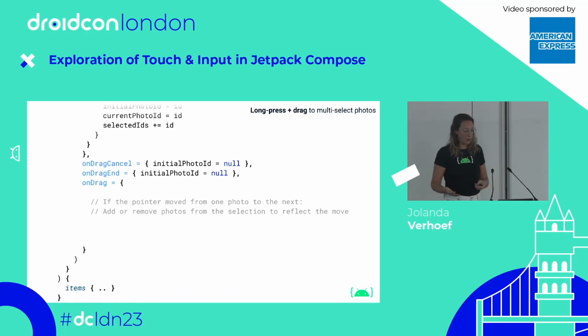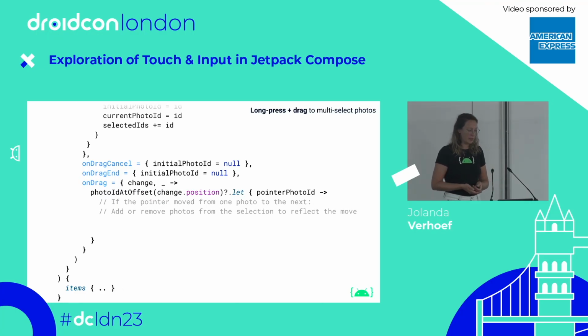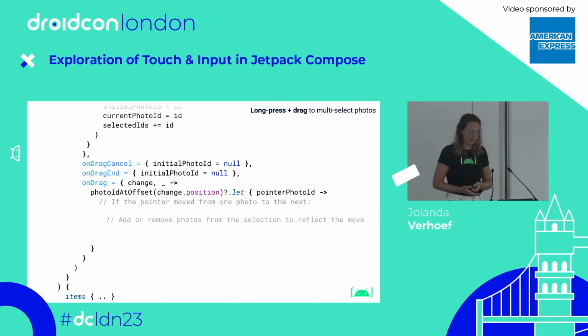And in the on-drag lambda, we handle these actual drag events. So this lambda gets a change event as input, and in that change event, there's a position field that contains the offset in the composable where the event happened. And we can reuse that same photo ID at offset helper method to see which photo the user is pointing at. And now during the drag, we're continuously tracking which photo ID is underneath our pointer.